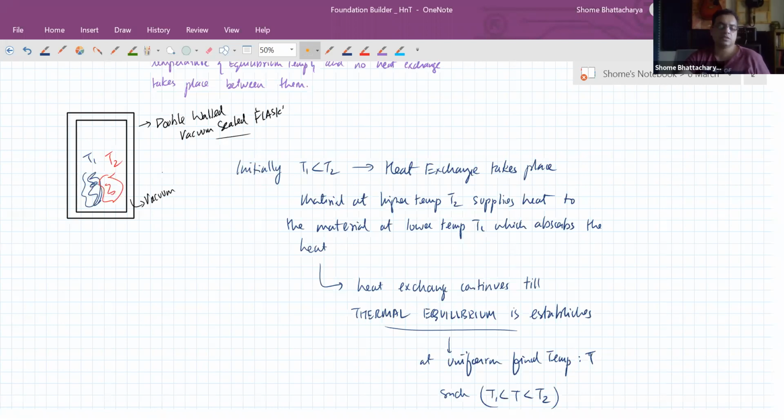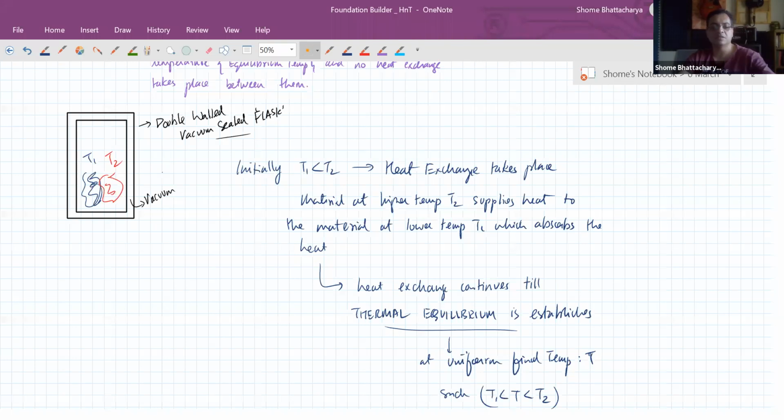And in the process, what the principle of calorimetry tells us is that the net heat supplied by the material cooling down will be equal to the net heat absorbed by the material which is increasing in temperature. We'll just write down the definition next, but it's very logical to understand that because it's a vacuum sealed or heat insulated container, there's no heat exchange with the surrounding. That means the heat exchange is only happening between the materials which are inside the calorimeter or inside the flask.